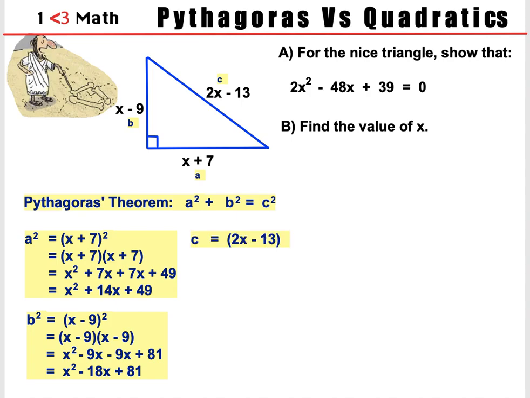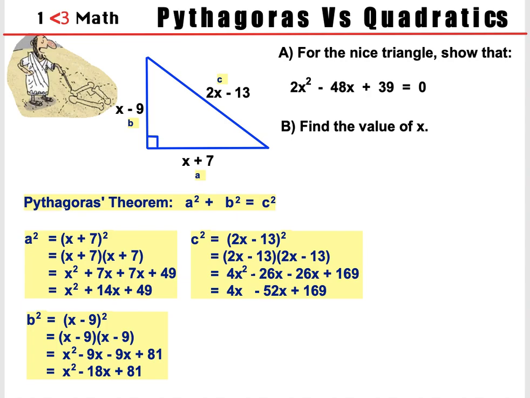Now for c squared, we've got 2x this time, minus 13. Again, it's going to be the bracket times the bracket, and that's going to give us 2x multiplied by 2x is 4x squared. 2x multiplied by minus 13 is minus 26x. Minus 13 multiplied by 2x is minus 26x again. Minus 13 times minus 13 gives us plus 169. Remember that a negative times a negative is a positive. Simplifying that by putting the two minus 26x's together, that gives us minus 52x. So c squared equals 4x squared minus 52x plus 169.